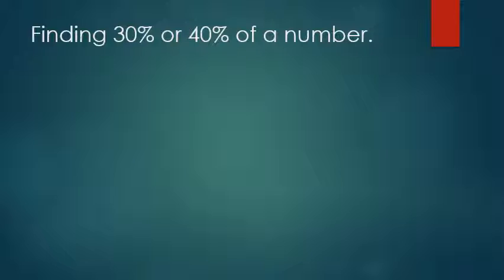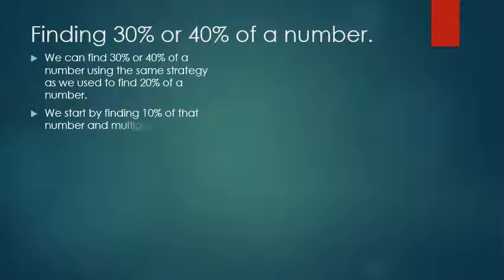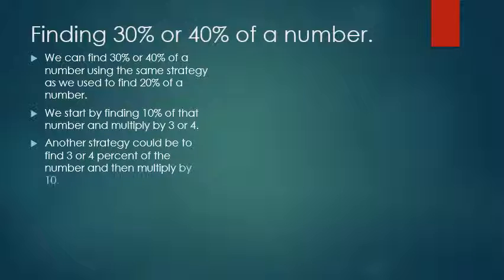Next, we're going to find 30 or 40% of a number, which is again very similar to finding 3 and 4% of a number. We can find 30 or 40% of a number using the same strategy as we used to find 20% of a number. We start by finding 10% of that number and multiply it by 3 or 4. Another strategy could be to find 3 or 4% of that number and then multiply by 10. So we'll see both of those strategies.